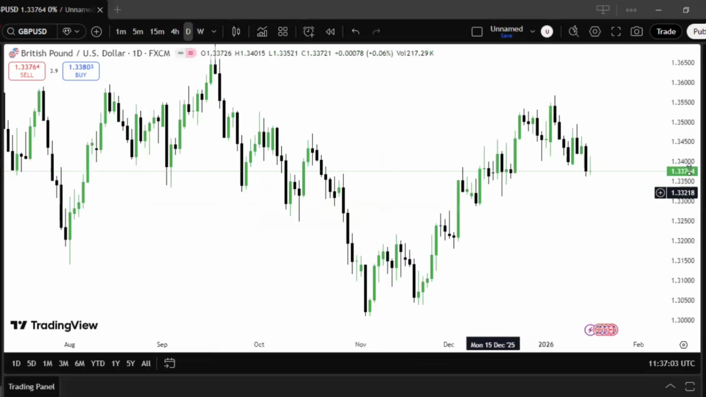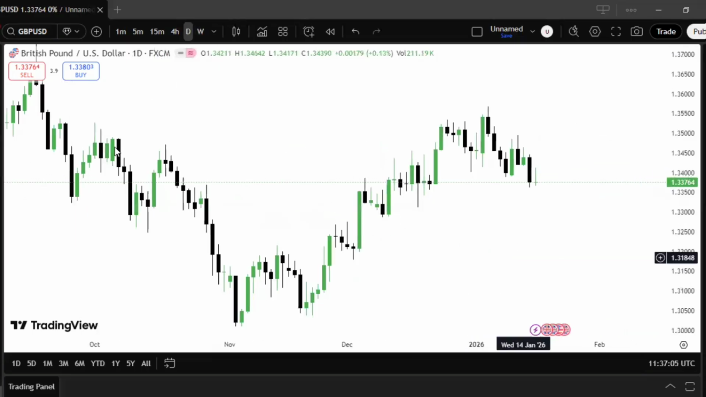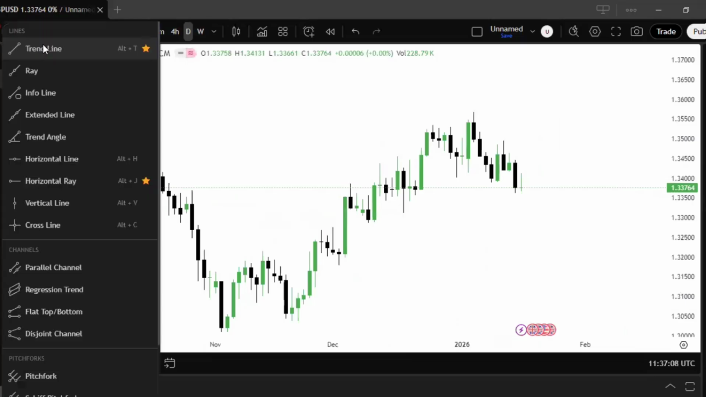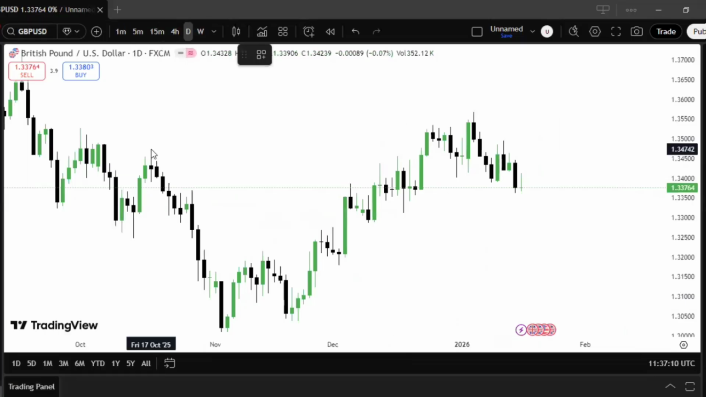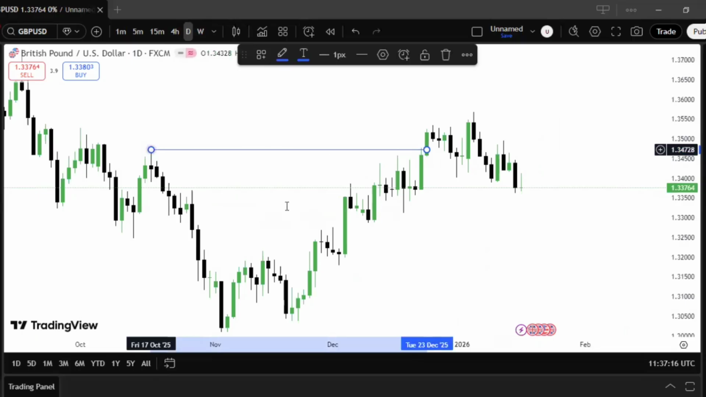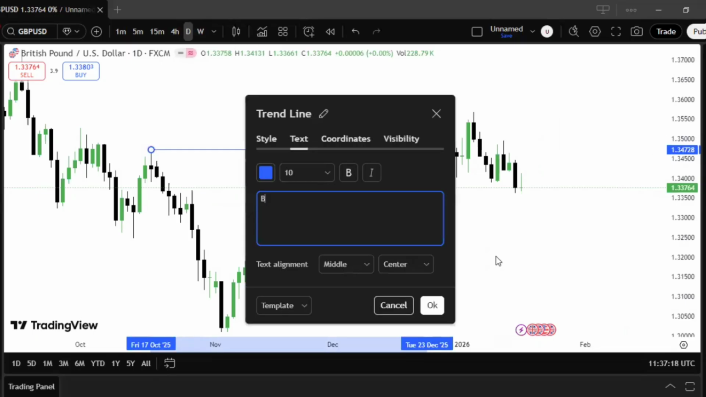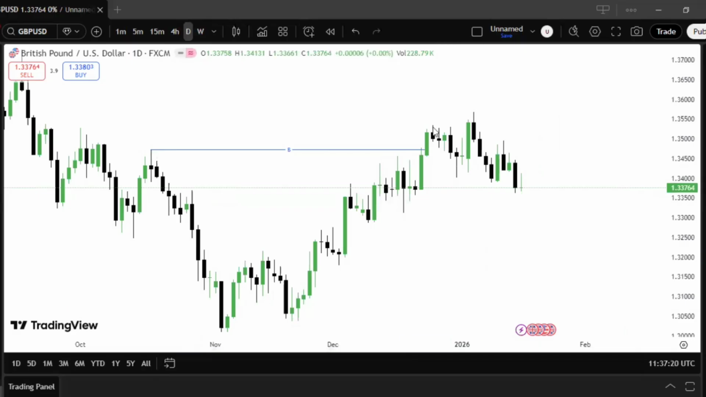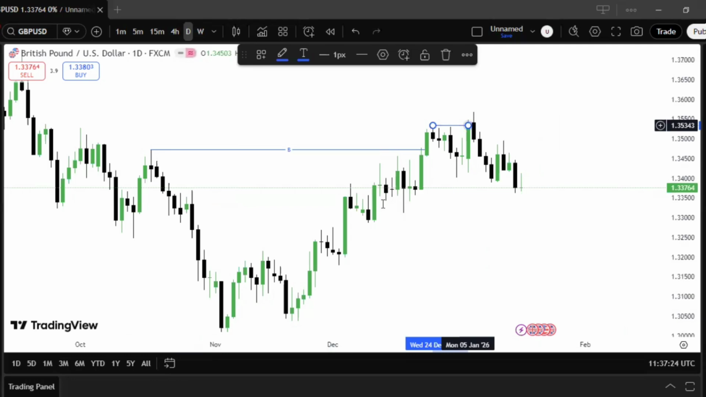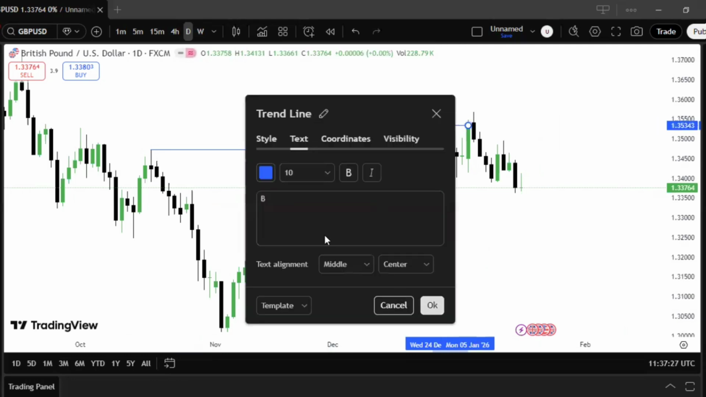So here, let me just analyze what's happening on daily. I'm going to take my trend line tool. So mark this high point, something like this. So here I can mark it as B. Like I said, B is break of structure. Then again here, I can mark this high point as B. Simple, guys.